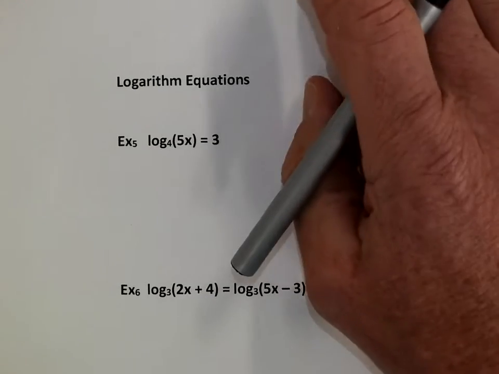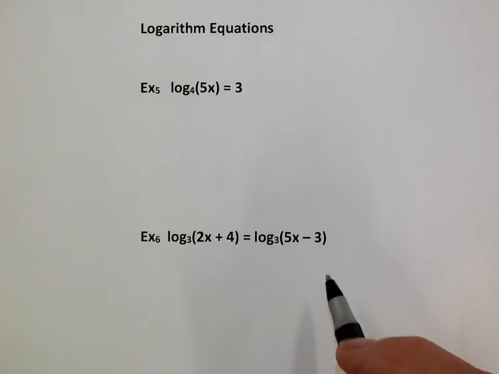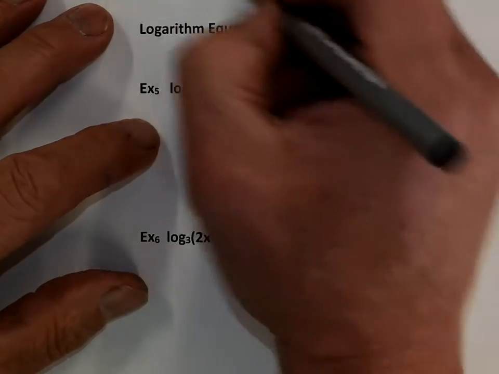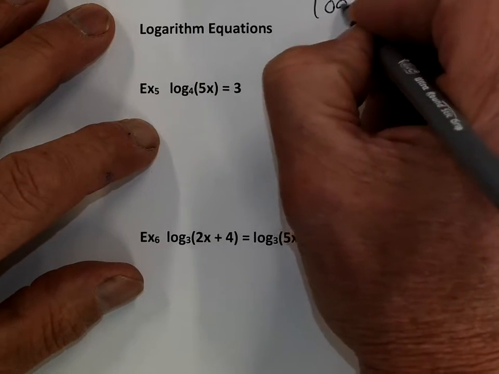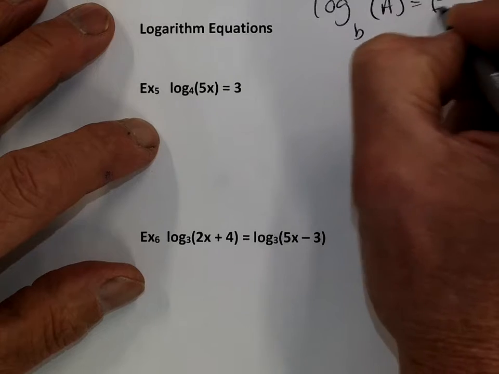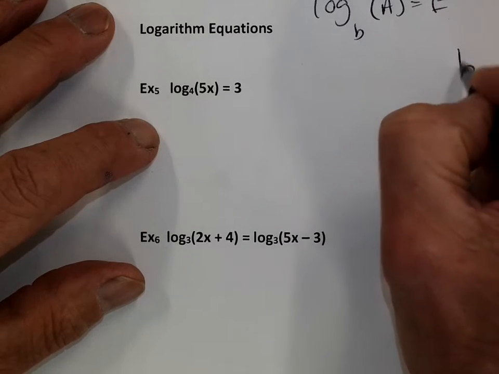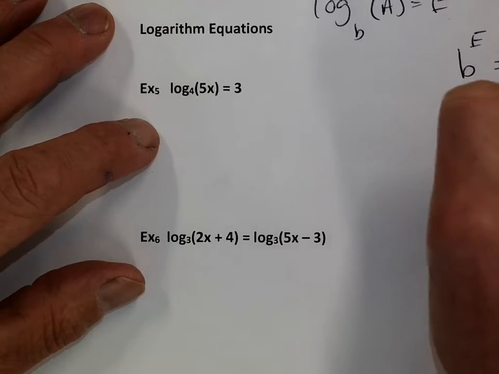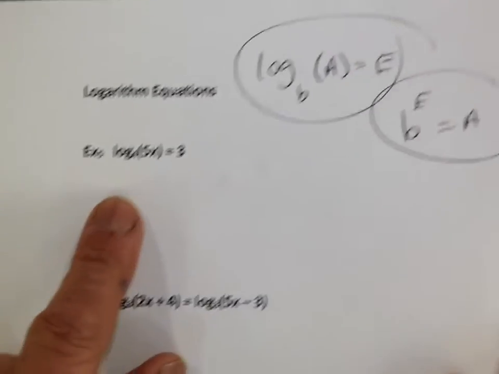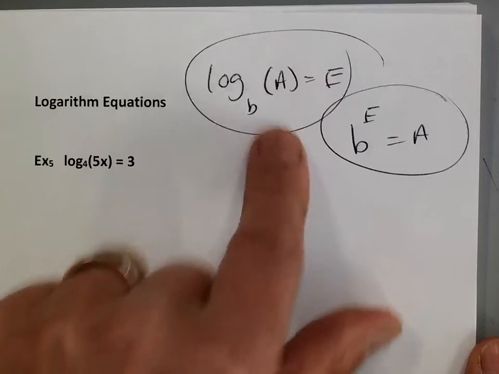Now, log equations. So now I'm going to solve a log equation, but this is not that hard because we're going to change this from log form to exponential form. If you remember that log base b of some answer is equal to the exponent, it can be changed into some base to the exponent equals the answer. Okay, so I can transform it from log form to exponential form, which is what I'm going to do right here. We've talked about this.